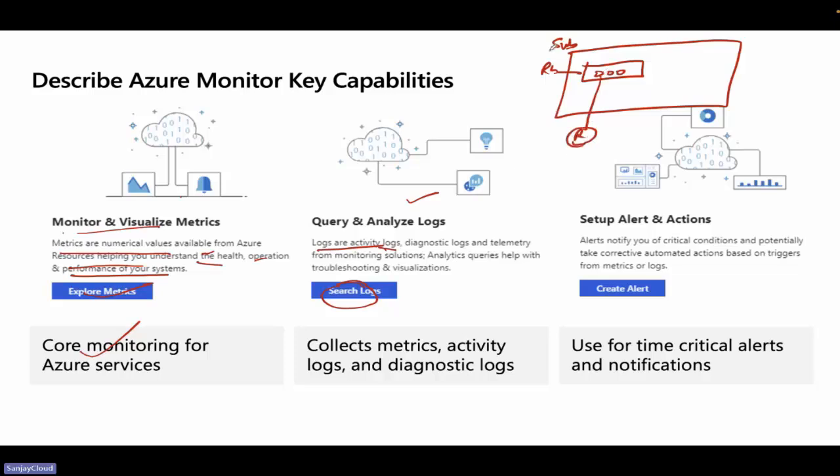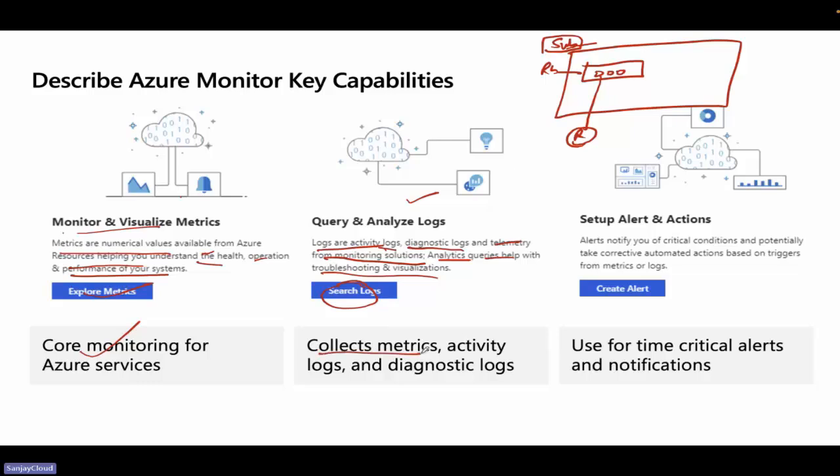So you would be able to trace your user activity at the subscription level, users who are authorized and authenticated to perform actions. What type of actions are they performing? If you want to track their actions on the resources, you will use the activity log. Then we have diagnostic logs for troubleshooting purposes, telemetry for monitoring solutions, and analytics queries, where you can query your logs, helping with troubleshooting and visualization. So you can visualize and troubleshoot your infrastructure using those logs.